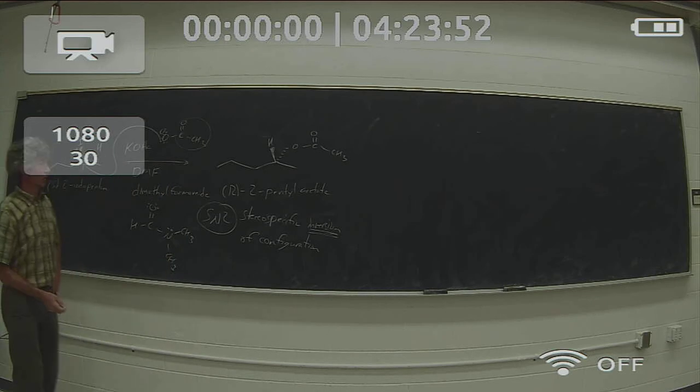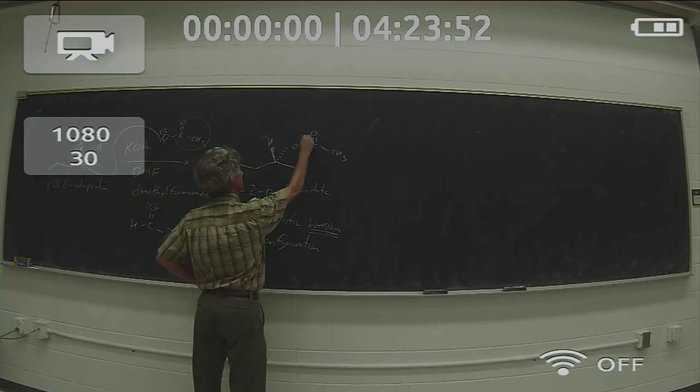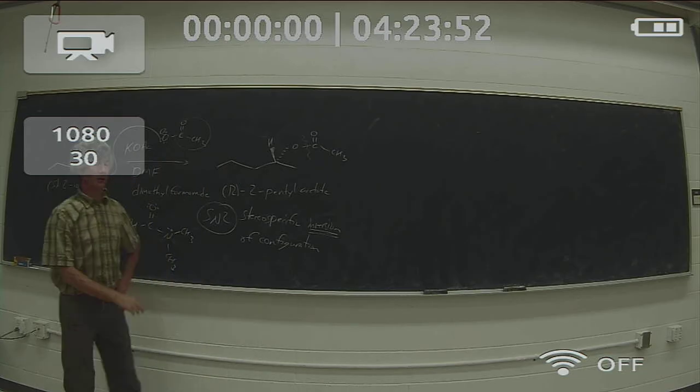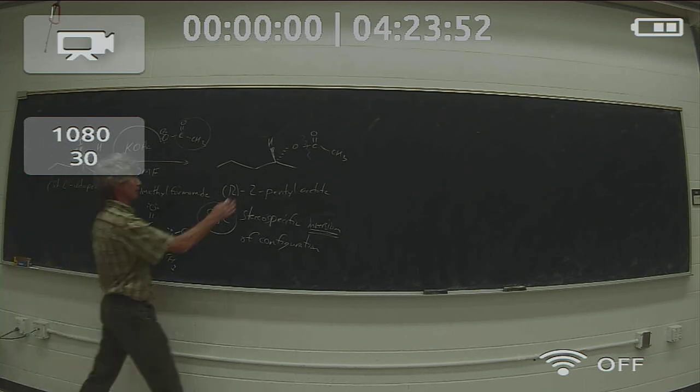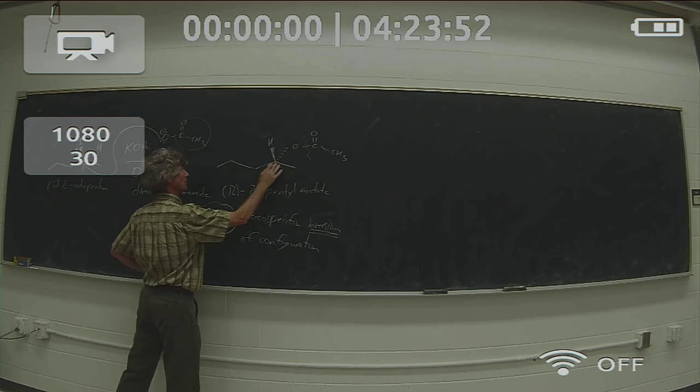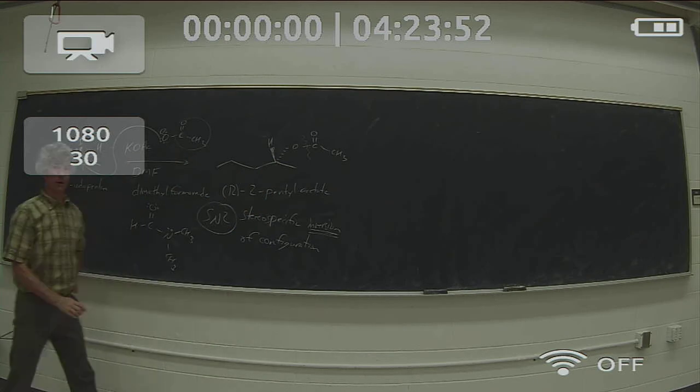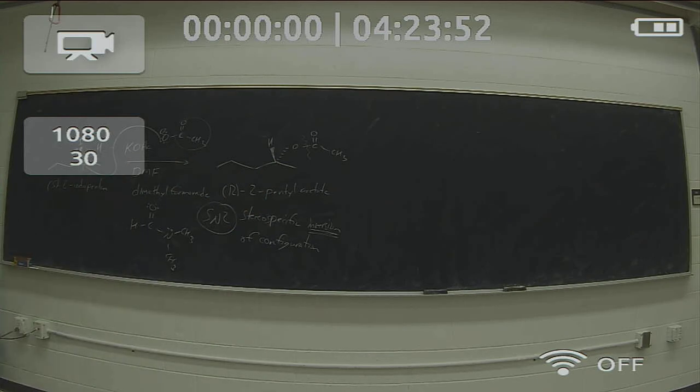From the S stereocenter to the R stereocenter. Now what we need to do is cleave the carbon-oxygen bond between the carbonyl carbon and the oxygen, which has taken the place of the iodide, without affecting the carbon-oxygen bond between this sp3 carbon and the oxygen that we just put in there with the acetate.